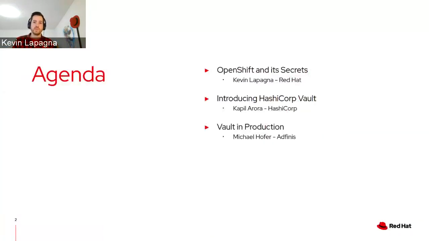First, we'll start with an introduction into OpenShift and its security features and secrets, which will be me. Then we will have an introduction into HashiCorp Vault from Kapil. And in the end, we will go into Vault in production and its specific things that you have to look into there with Michael Hofer from Adfinis.